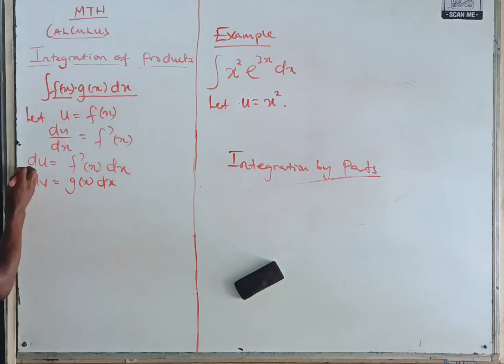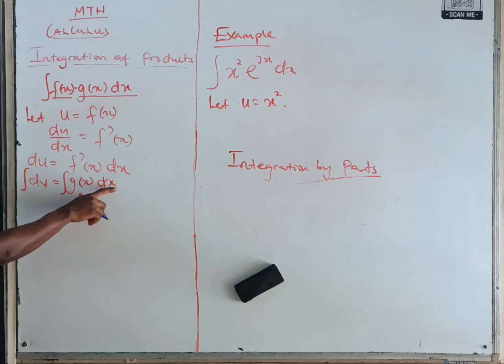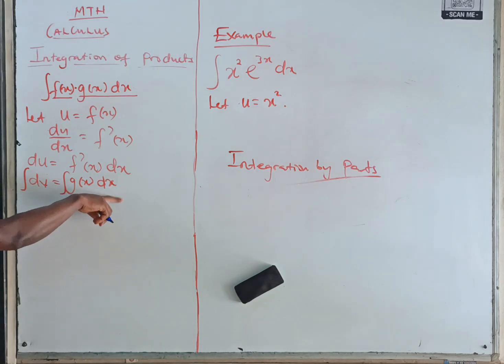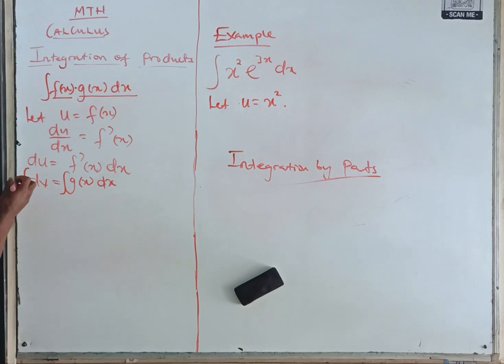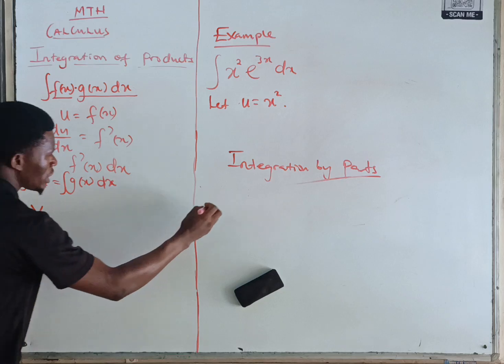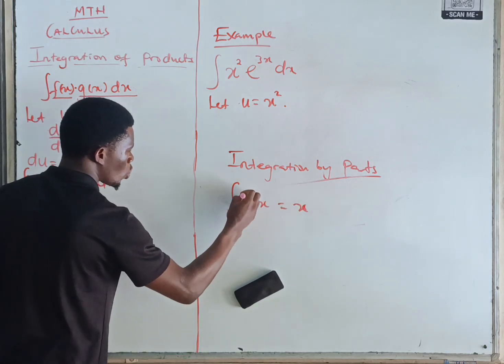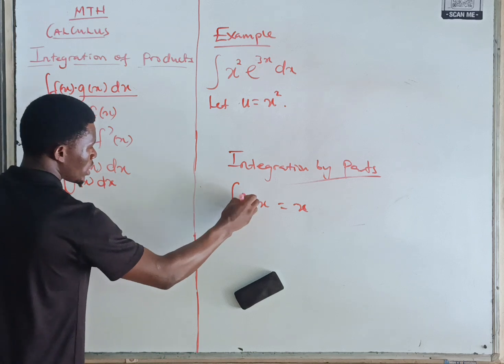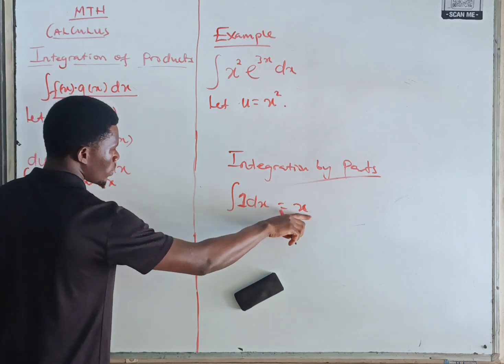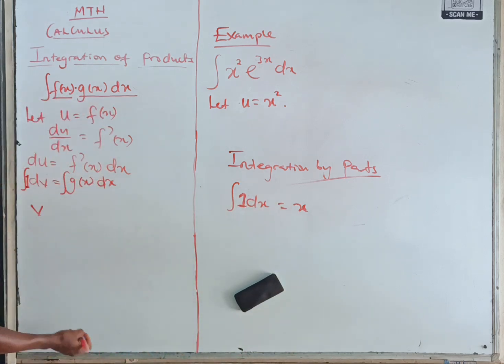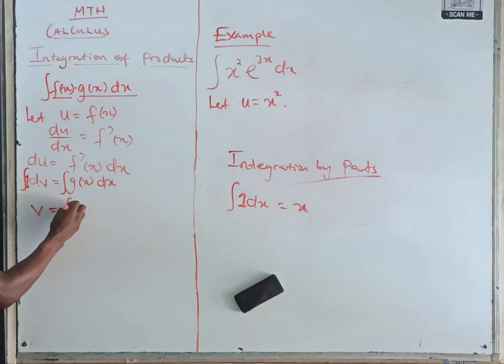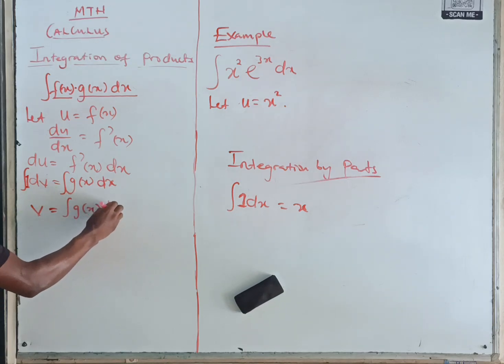That means you have to integrate both sides. This one is with respect to v, this one is with respect to x on this side. When you integrate dv, just like when you integrate 1, right, you get v. Just like when you integrate the 1, you say it is x, because when we integrate a constant, it gives us x back, right? So we have v here. So v equals the integral of g of x dx.